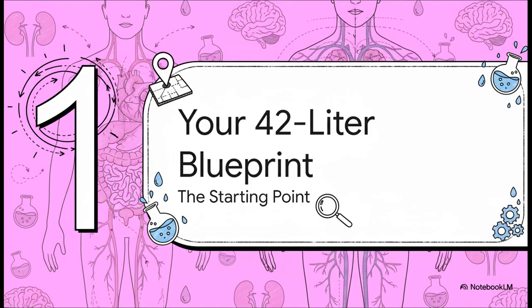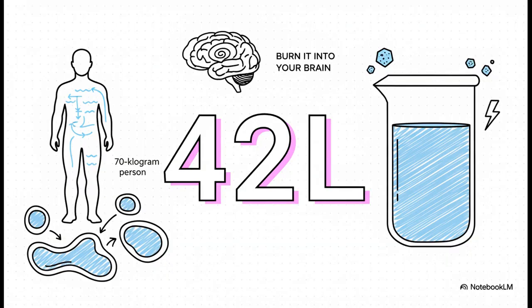Every map has to start somewhere. And for our blueprint of the body's water, our starting point is one single, absolutely crucial number that represents all the water in an average person. 42 liters. That's it. This is our hero number. For a standard 70-kilogram person, this is the total volume of the entire world we're about to explore. Almost everything we talk about from here on out is just a fraction of this one number. So burn it into your brain, 42 liters.